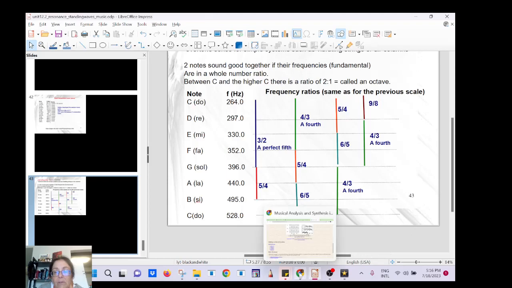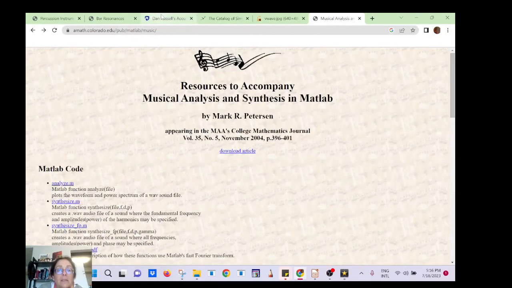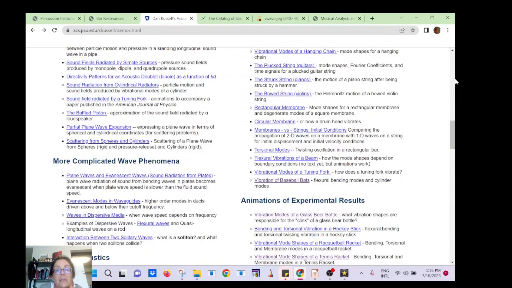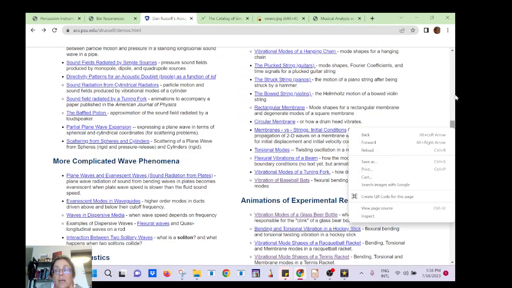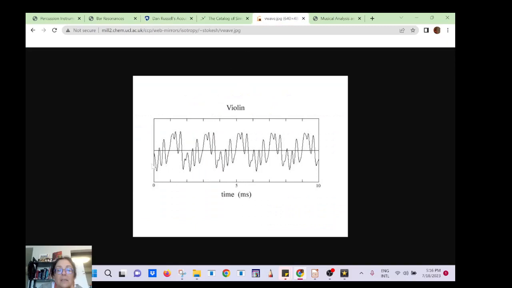So again, let's look at the website. This is an interesting website about music. This is also an interesting website, about acoustics. A lot of fun simulations that you can find here. See, this is a violin. Again, you see the waveform here, that will be the change in air pressure. And you see that the cycle repeats itself.